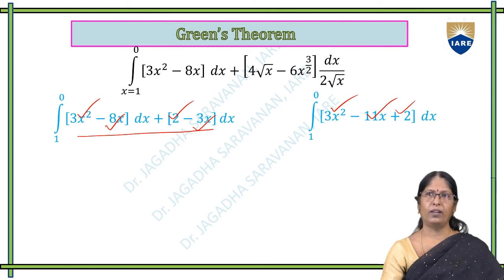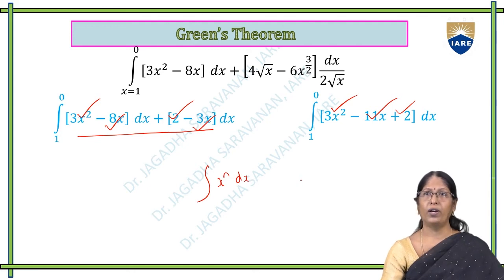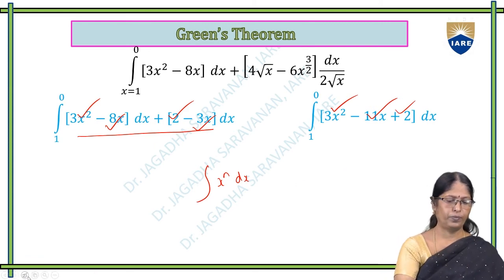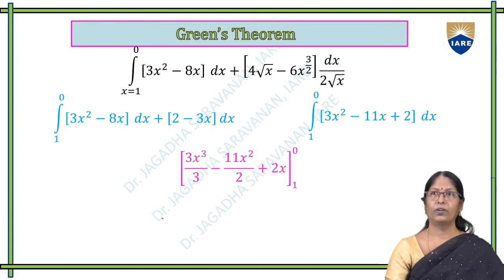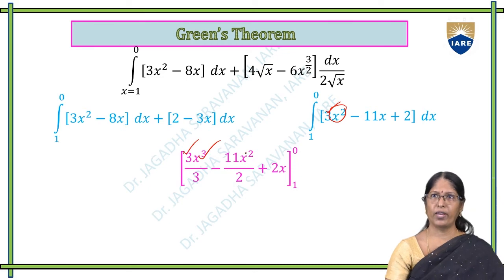We know our integral, a very simple and basic formula: the integral of x power n dx is x power n plus 1 by n plus 1. So now this 3 is written as it is, whereas for x square, n is 2, so 2 plus 1 by 2 plus 1, so x cube by 3.